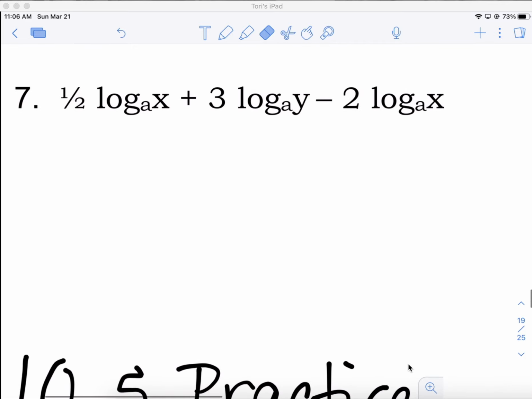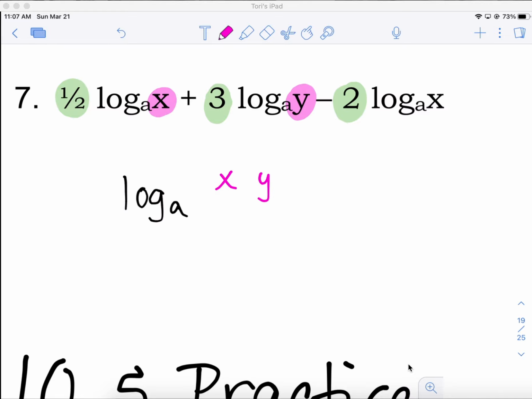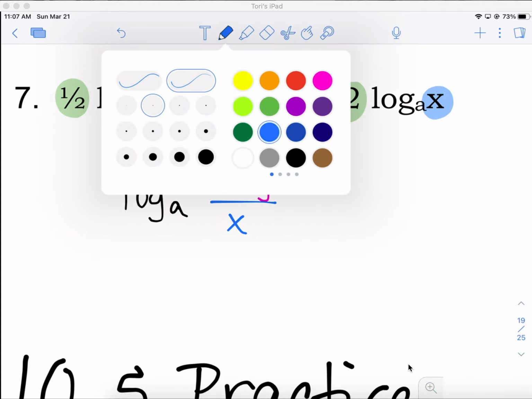All right, number 7. Again, make sure you know who goes together. So we know that these 2 guys are going to multiply back together. We know that this half only belongs with the x, and this 3 only belongs with the y, and this 2 only belongs with the x. Okay? So if I put those back together, starting with log of a, the x and the y are going to multiply. So x and y are going to multiply. This x over here, he is subtracting. He's going to divide.